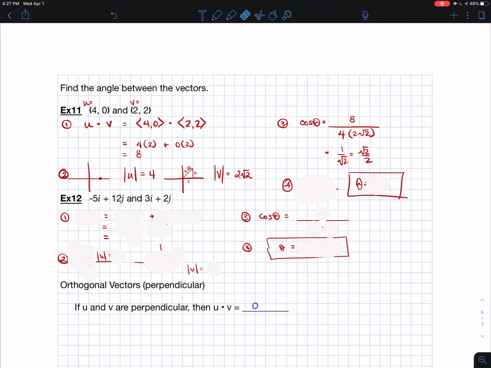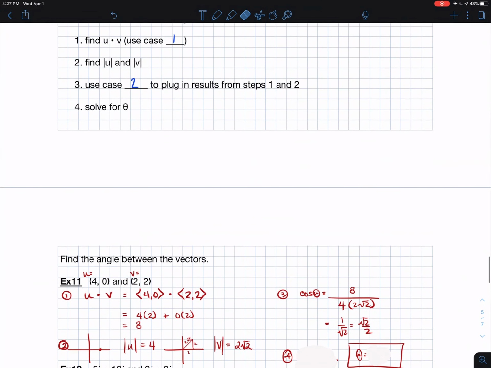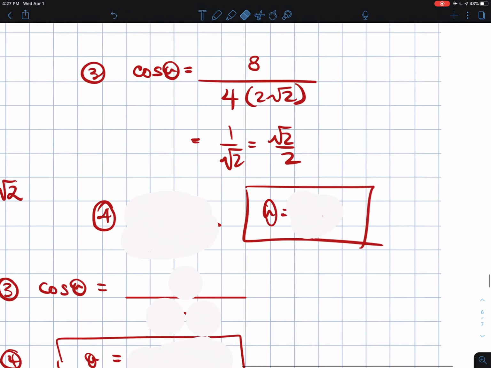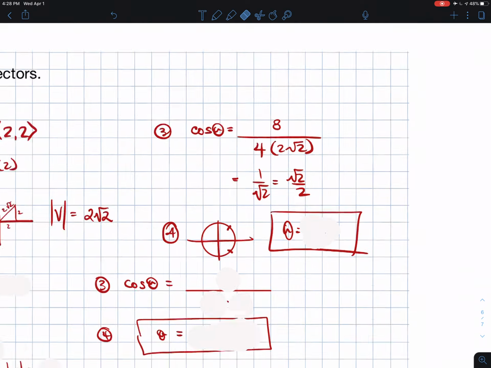Oh, this is on the unit circle. So step 4 says to solve for theta. I don't even need my calculator on this one because all I'm looking for is where on the unit circle does the cosine of theta equal the square root of 2 over 2. And so I've got 2 different places. It's either going to happen at pi over 4 or 7 pi over 4.